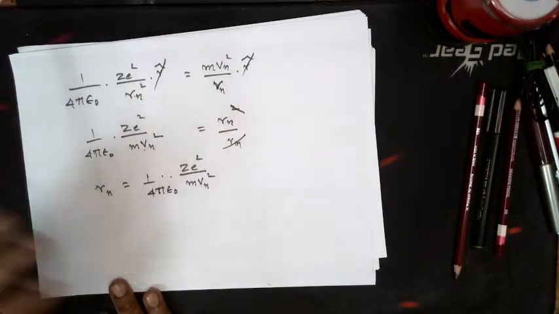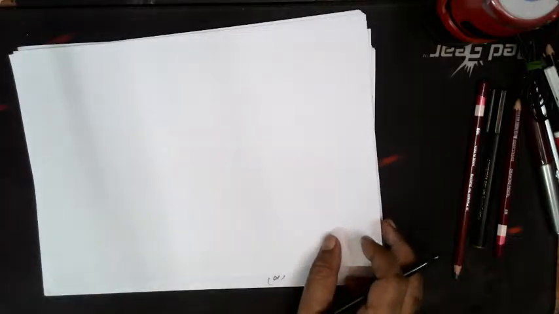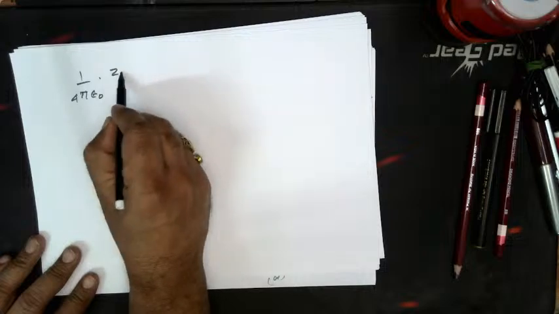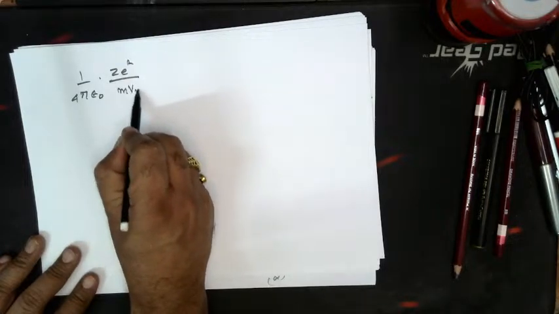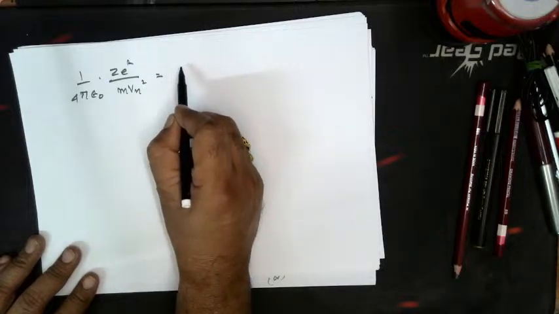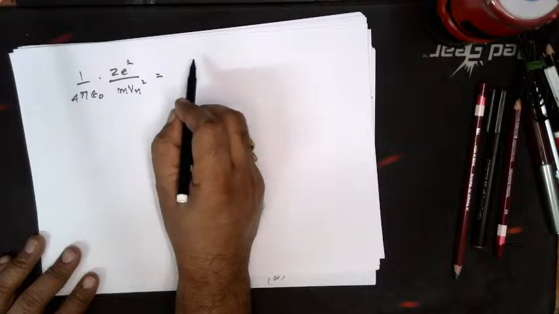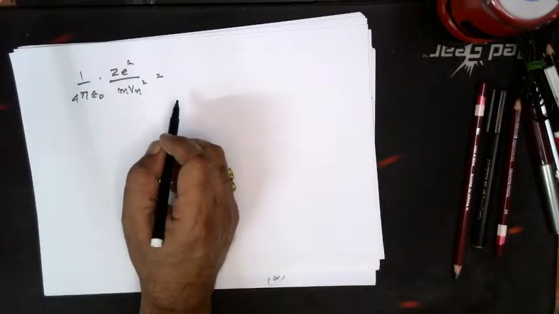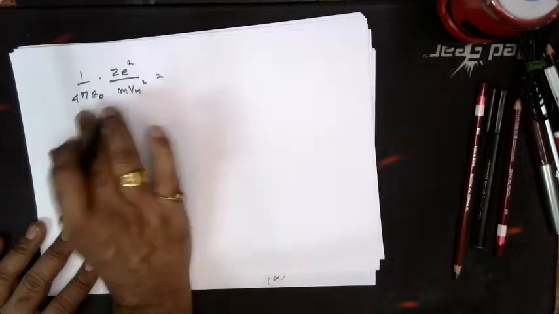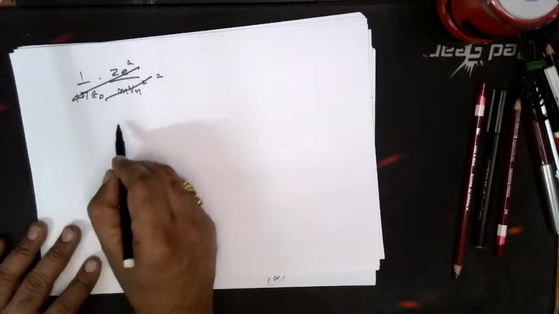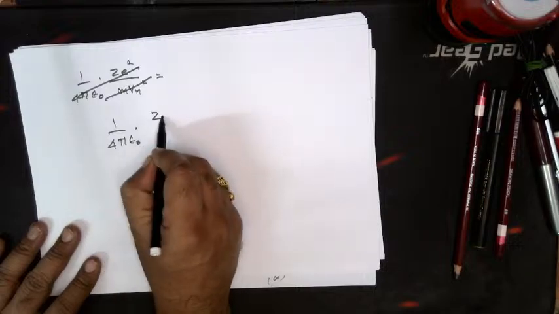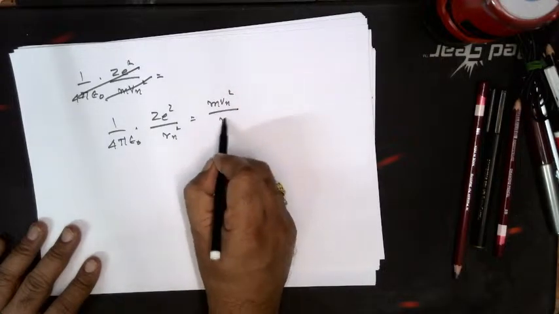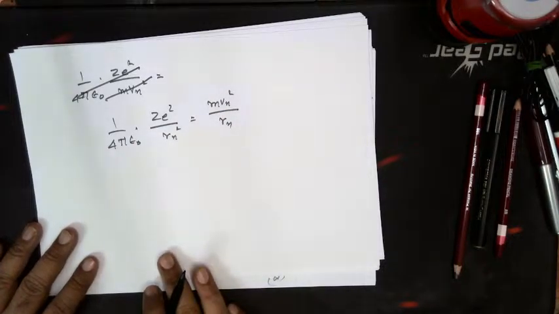Now let me keep it like this, and let us take it another way also. So you have 1 by 4 pi epsilon naught into Ze squared divided by m Vn squared is equal to Rn squared, as we already wrote. Now we want to retain this Rn because it is required here, so let us not completely eliminate it. So we have 1 by 4 pi epsilon naught, Ze squared divided by Rn squared, equal to m Vn squared divided by Rn. I have eliminated here only the R cap.